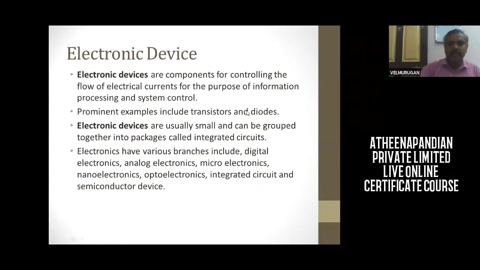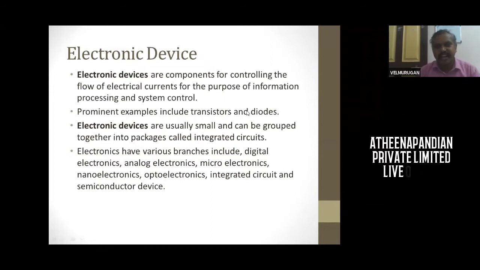Okay, first of all, what do we mean by an electron device, where it is used, and what the applications are. It is an electronic device or component for controlling the flow of electrical current for the purpose of information processing and system control. That is transistors and diodes.